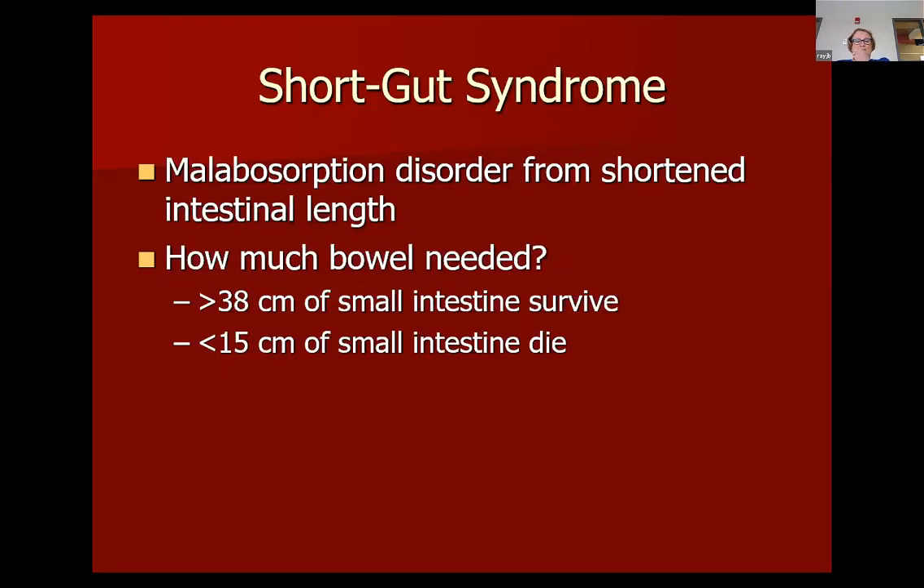Short gut syndrome, malabsorption disorder from shortened intestinal length. Basically, nowadays when we have babies in the NICU that have had necrotizing enterocolitis, and let's say they've had part of their gut removed from that, then if they have greater than 38 centimeters of small intestine, they're going to survive. That's the bare minimum. That's the amount they need. And if they have less than 15, they're definitely going to die. Those less than 15, there have been some that have gone on and been transplanted later. And if the rest of all their organs were stable enough, there have been now a few that have done okay with that, but short gut syndrome is one of the worst things that can happen as a complication of the NICU.